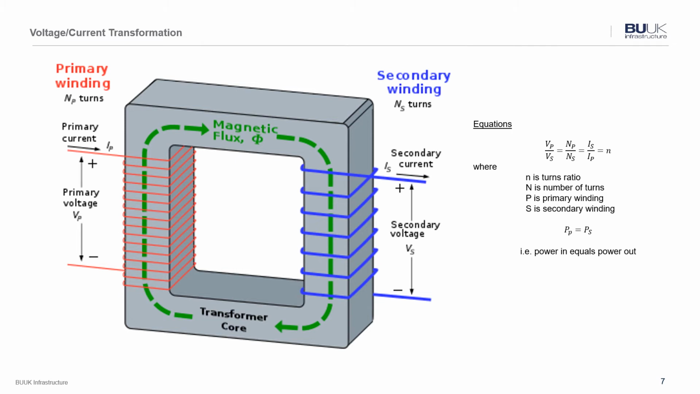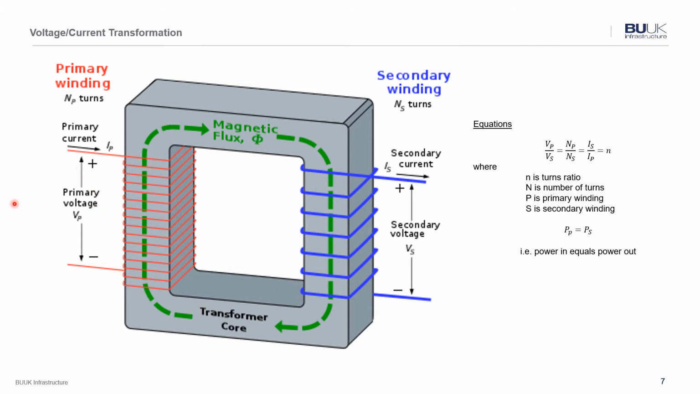So if we look at what's going on in a transformer, what you can see is a primary coil. This is wrapped around the former of a core, and the core is made of material that can transmit the magnetic flux around from the primary core through to the secondary core. The secondary core, you can see, is not electrically connected to the primary in any way. It's purely connected via the magnetic flux.